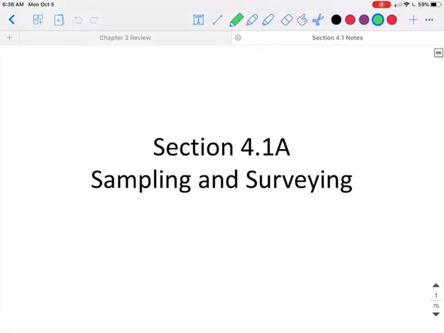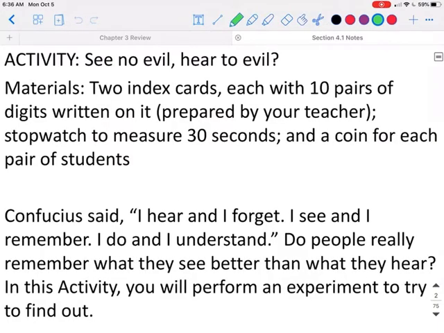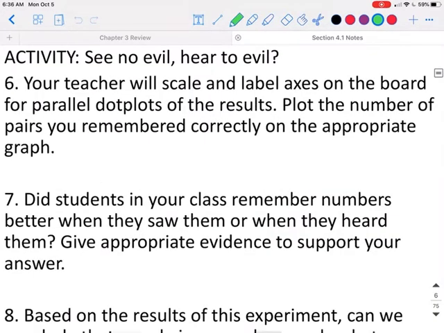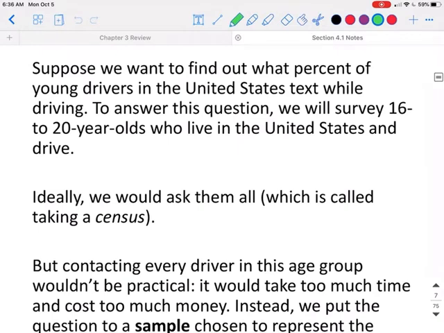This is section 4.1, part A, sampling and surveying. Suppose we want to find out what percent of young drivers in the United States text while driving. To answer this question, we will survey 16 to 20-year-olds who live in the United States and drive.